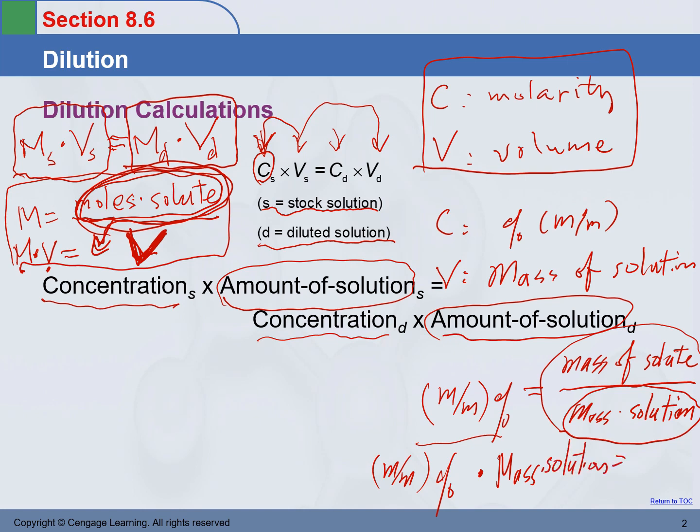On the right is the mass of solute multiplied by the mass of solution; they will be cancelled. So the mass of solute is left here. All right, guys, follow me?